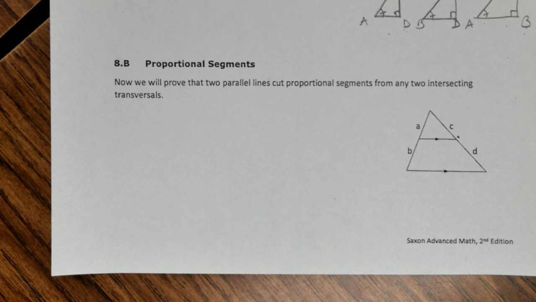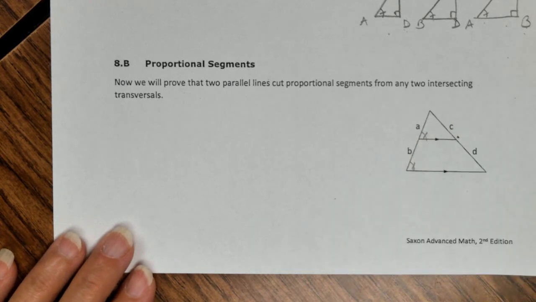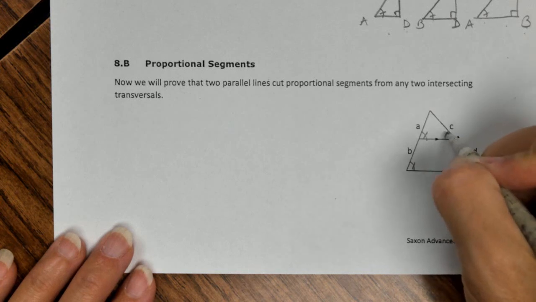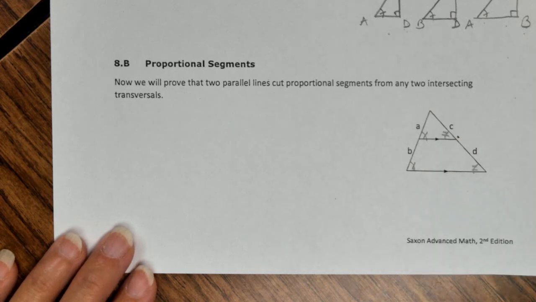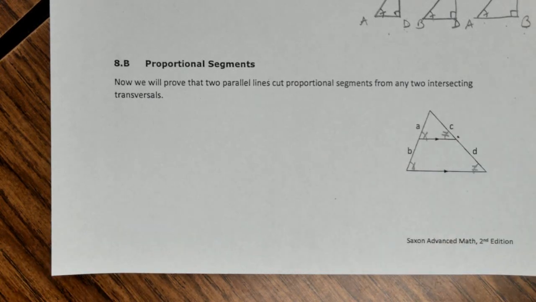What we have here is two overlapping triangles. Parallel lines cut by this transversal means these corresponding angles are congruent. These parallel lines crossed by that transversal means that these corresponding angles are congruent. And this angle on top is in both of the triangles. These are similar triangles. Okay, but we're supposed to prove that these segments are going to be proportional.